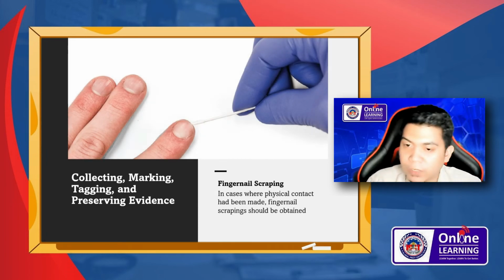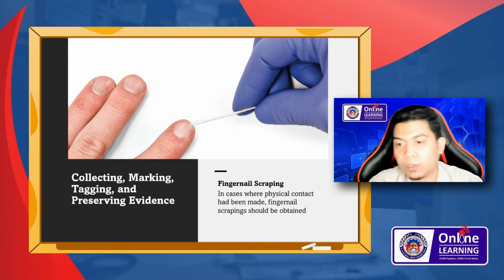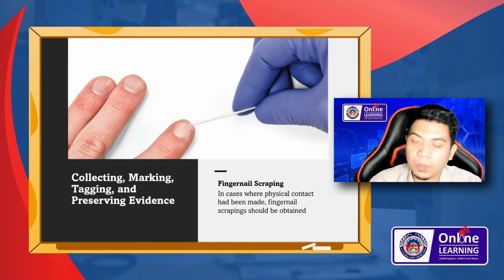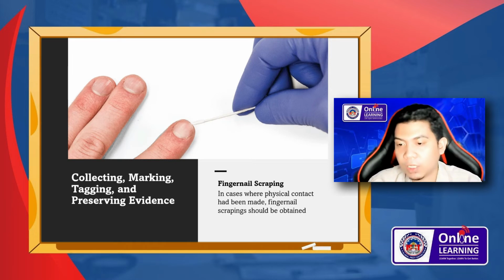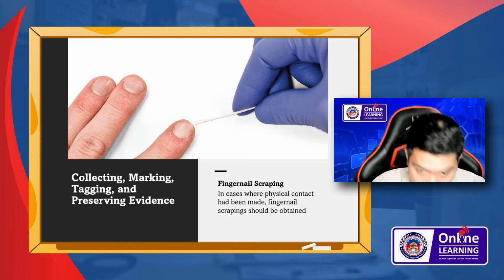In cases where physical contact has been made, fingernail scraping should be obtained. Rape cases or assault cases are good examples of cases where fingernail scrapings may be important. Items sometimes found under fingernails include fibers, hair, and skin which may be typed for its blood group. Okay?